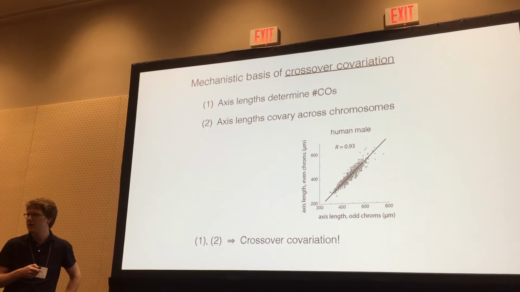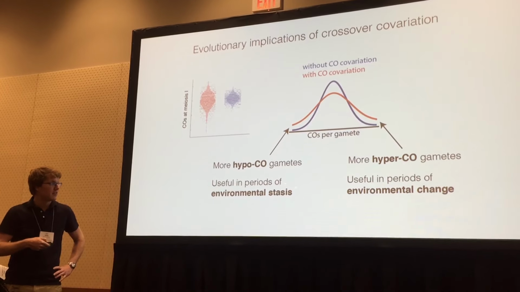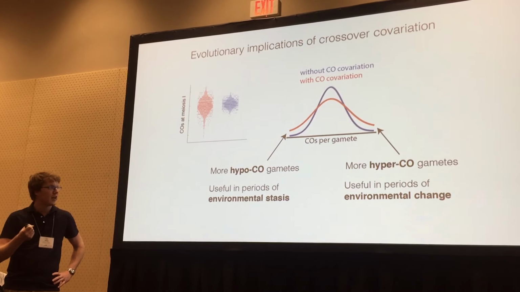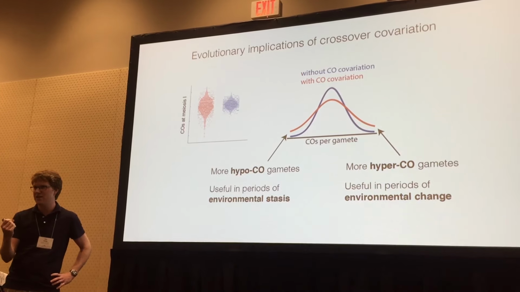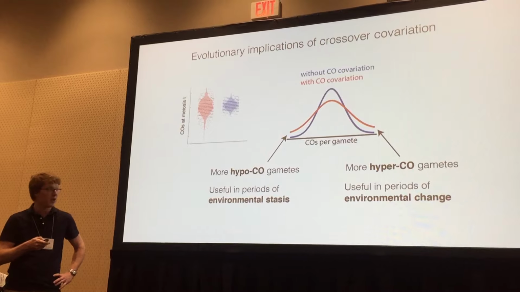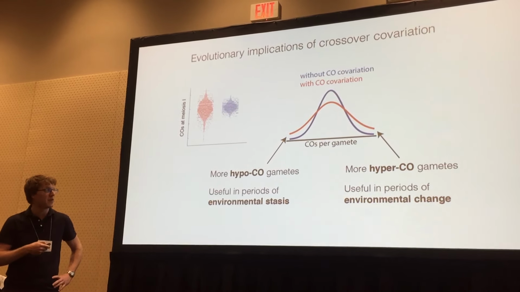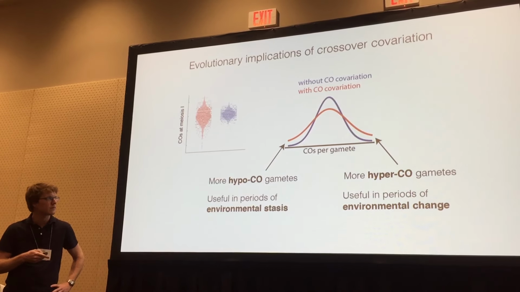Between environmental changes, you have a period of stasis, where the genetic combinations that are favored in the current environment are quickly produced, and you then really want to maintain those genetic combinations. So there it might be useful to be overproducing gametes with very few crossovers.